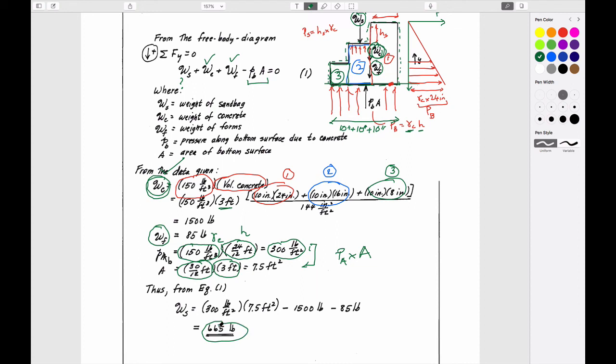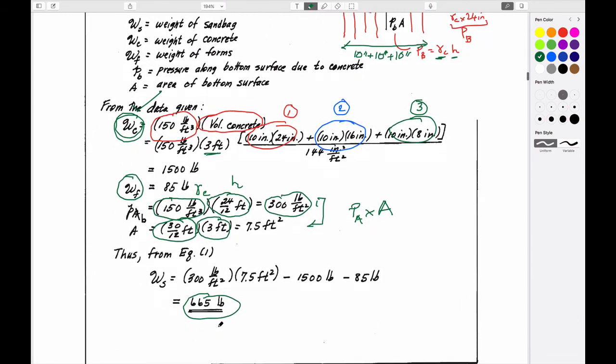I think you might have touched on it, but would you also be able to just take, ignoring the concrete, the pressure at the top of 3 and the top of 2, and use the weight of the form? You the man. Yes.